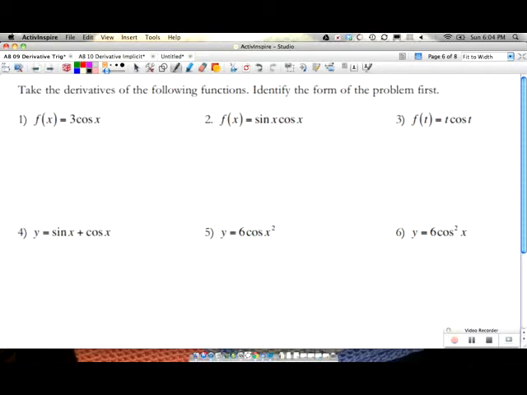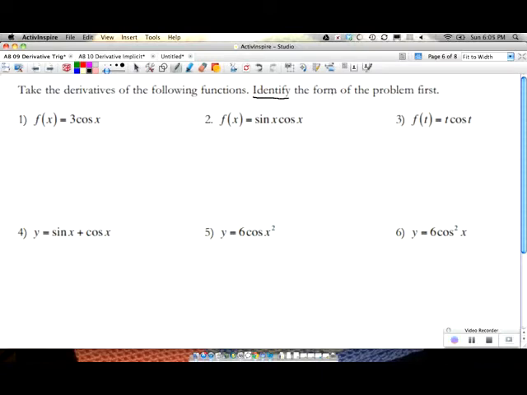Okay, we're back right away for the second part of dy/dx, or derivatives with trig. That's not necessarily the right notation for derivatives, but that's okay. Why? Because we're going to work it out anyways. Okay, so let's look at this first one.